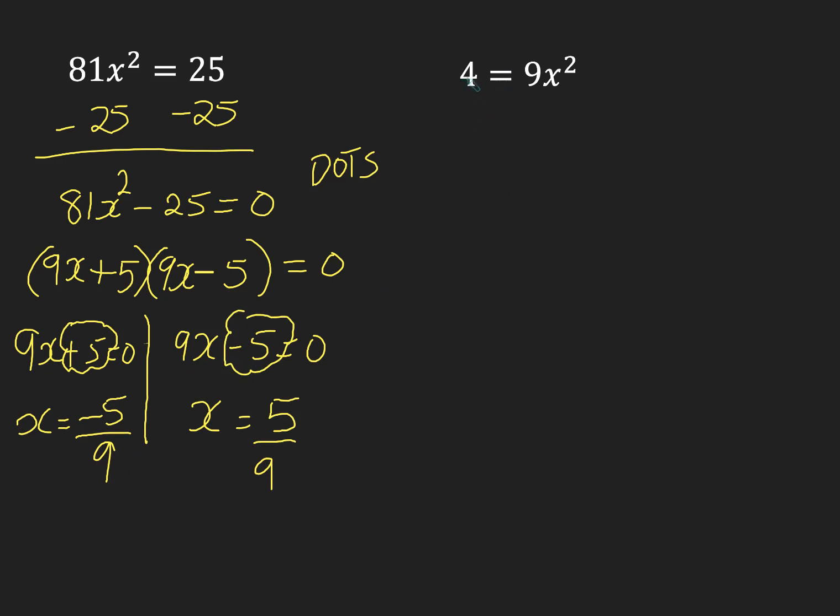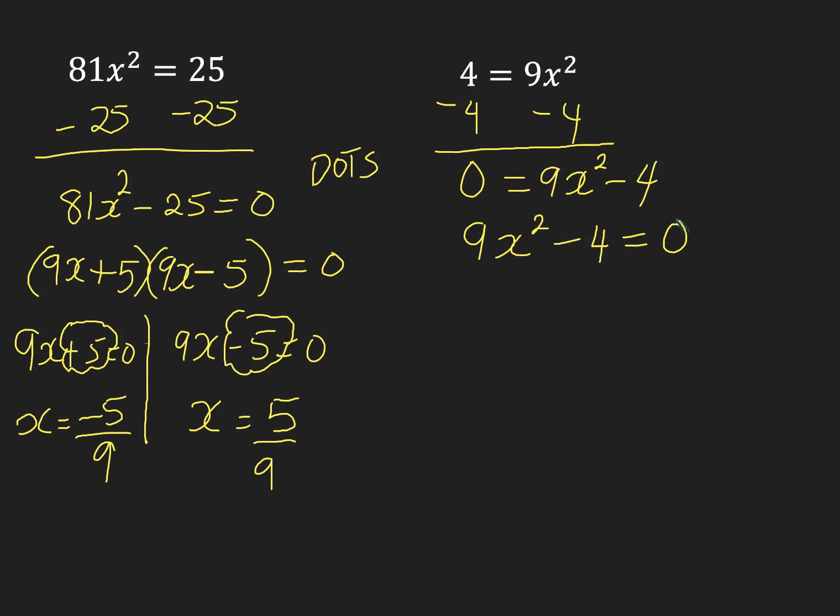Last one. You have 4 equals 9x squared. Remember that rule I told you? Always make sure that your x squared is positive. So I'm not going to move this. I'm going to move the 4. So I'm going to minus 4 on both sides because I like my x squares to be always positive. I can't deal with any negative x squares. So I have 0 equals 9x squared minus 4. Some students don't like looking at it this way, so you can write it over. 9x squared minus 4 equals 0.